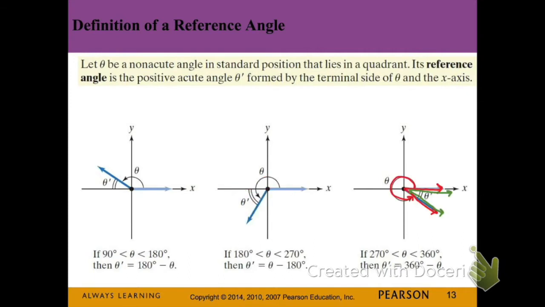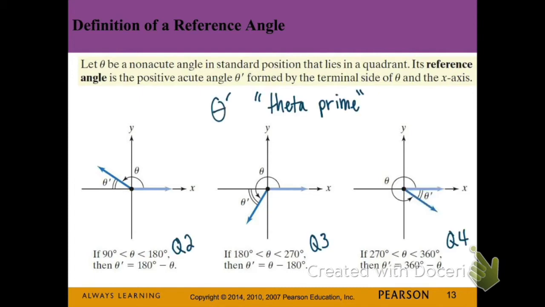And our last example here, my angle ends in quadrant 4. So my reference angle is going to be the angle between my terminal side and the x-axis again. So anytime we're between 270 and 360 in quadrant 4, our rule is going to be theta prime equals 360 minus our angle.